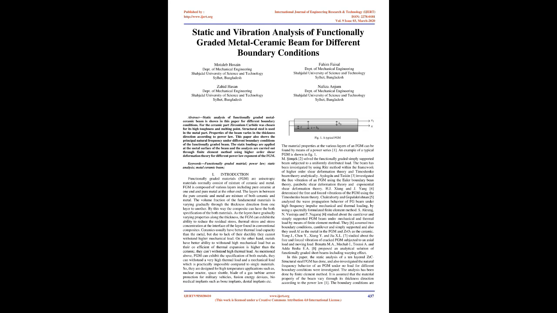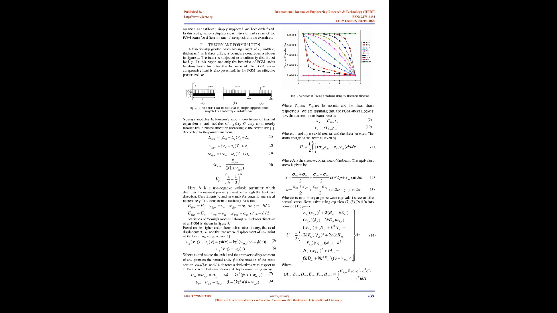As mentioned above, FGM can exhibit the specifications of both materials. They can withstand a very high thermal load and a mechanical load which is practically impossible compared to single materials. So, they are designed for high temperature applications such as nuclear reactors, space shuttles, blades of a gas turbine, armor protection for military vehicles, fusion energy devices, and biomedical implants such as bone implants, dental implants, etc. The material properties at the various layers of an FGM can be found by means of a power series 1. An example of a typical FGM is shown in Figure 1.